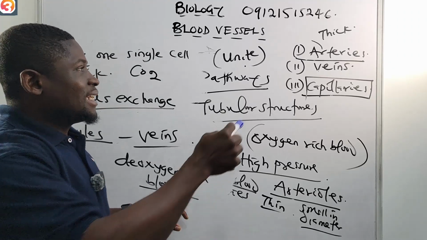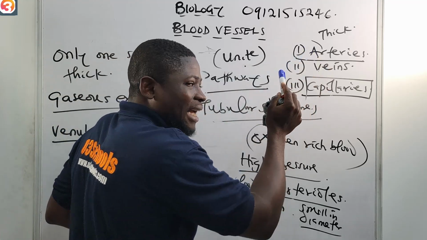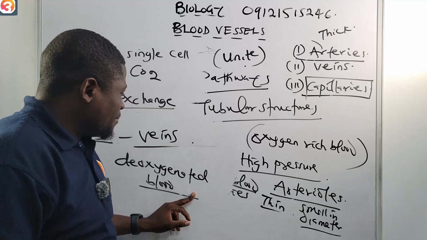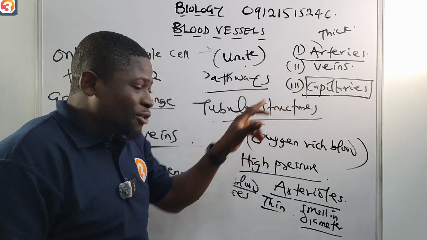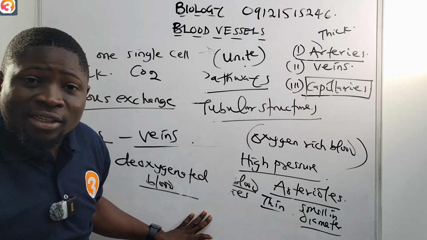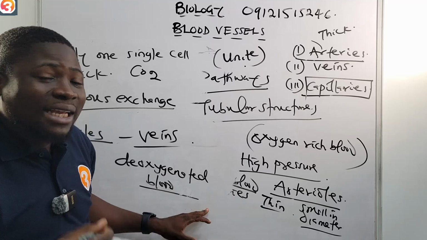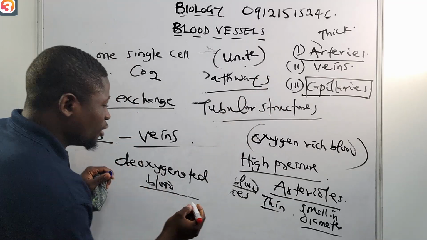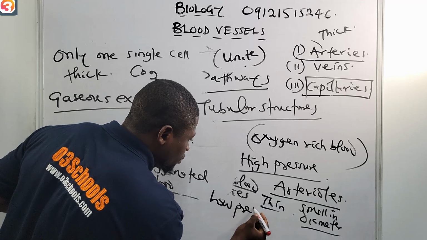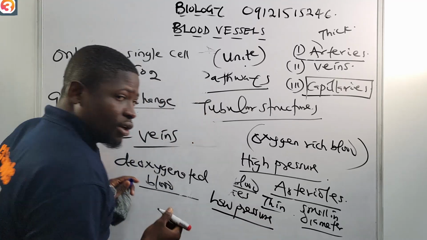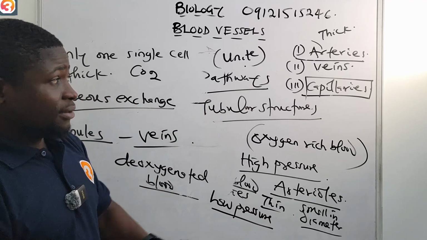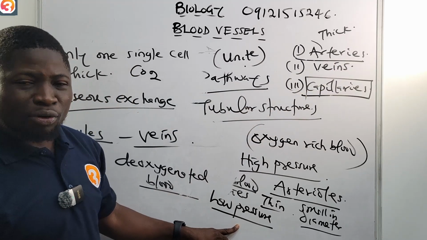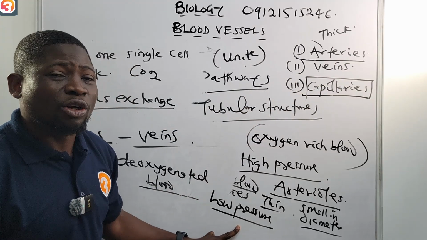So these arteries will carry blood at high pressure away from the heart because the heart is a pump. But the vein is going through organs which are not pumps. They do not pump anything, and for that reason, it is taking blood back to the heart at low pressure, because the organs that it is going through are not pumps.